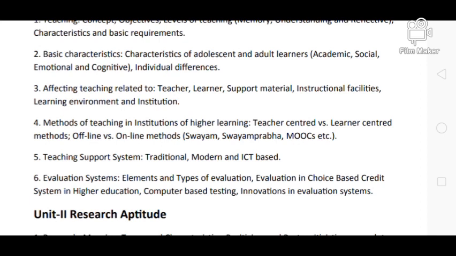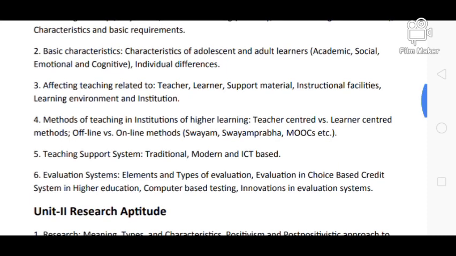Elements and types of evaluation. What are the elements and types of evaluation? We have to know about this. And evaluation in choice-based credit system in higher education. How to evaluate in choice-based credit system in higher education? We have to know about it. And computer-based testing. We have to know about it. And innovation in evaluation systems. We also have to know about it.